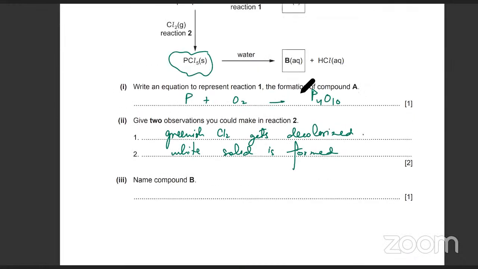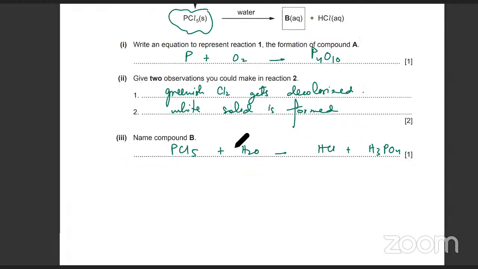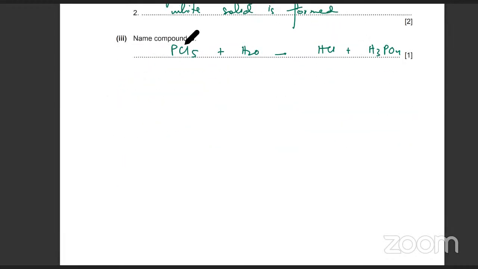Here, name compound B. What is compound B? When PCl5 is added to water, hydrolysis occurs. You can remember this, it's going to be vigorous hydrolysis. And when you have vigorous hydrolysis, it reacts with water and two acids are formed. One of them is HCl, the other one is H3PO4. You can remember the hydrolysis of all the chlorides. NaCl has no hydrolysis. MgCl2 has slight hydrolysis. And after AlCl3, strong hydrolysis starts.